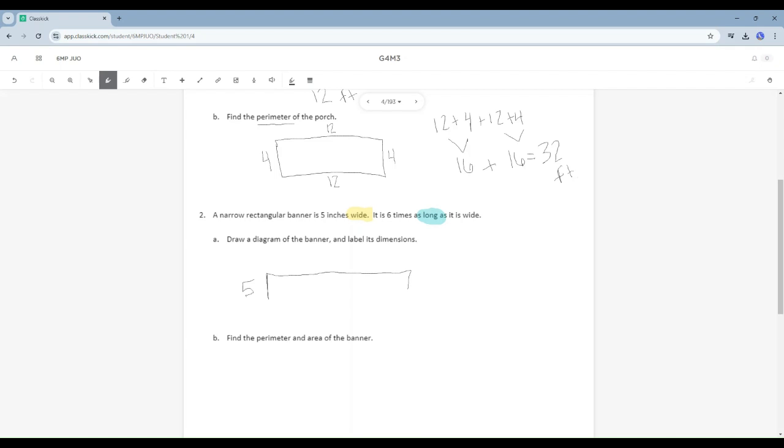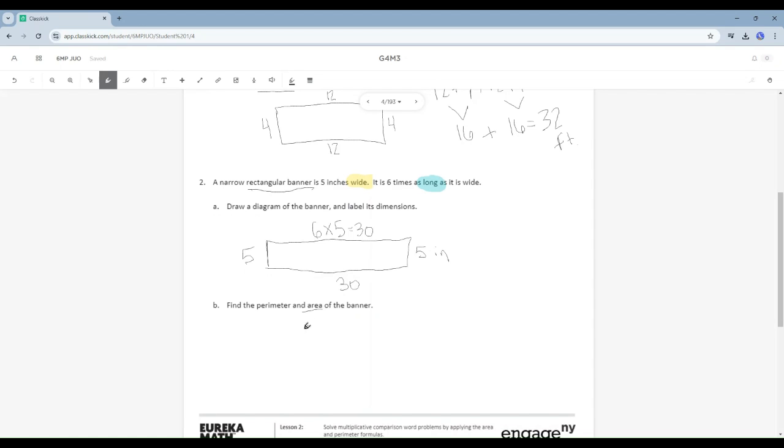So for my top edge, since it is 6 times as long, it would be 6 times 5, which is 30. Since my left edge of this rectangular banner is 5 inches, the right side is 5 inches. And since my top edge is 30 inches, the bottom edge is going to be 30 inches as well. Now it asks us to find the perimeter and the area of the banner. Let's do the perimeter first. The perimeter is the distance around the outside of this banner. So 5 plus 30 plus 5 plus 30. 5 plus 30 is 35, plus 5 plus 30 is 35 over here, and 35 plus 35 is equal to 70 inches.